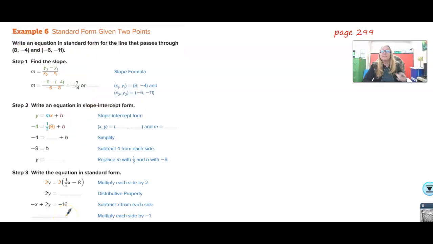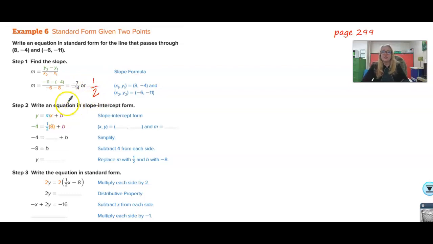All right. Write in standard form when you're given 2 points. This is kind of a twisty, turny road. You've got to find the slope, write the equation in slope-intercept form, and then change it to standard form. That's why there's all this stuff. So first thing they did was they found the slope. And they ended up with negative 7 over negative 14, which is positive 1/2. So we have a slope of positive 1/2.